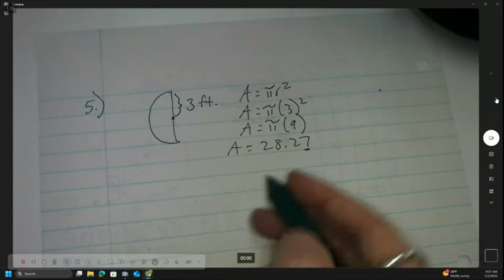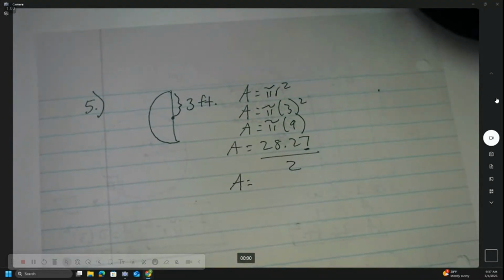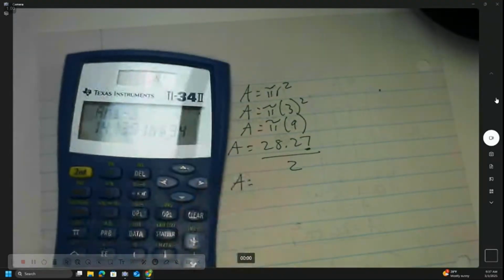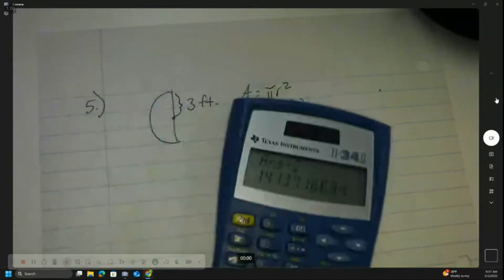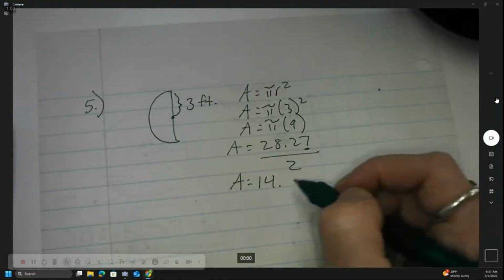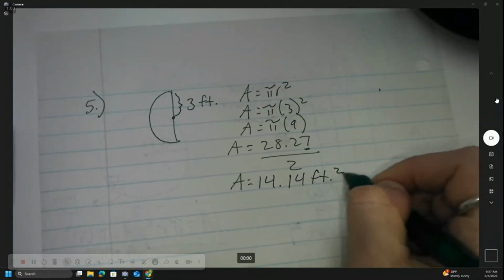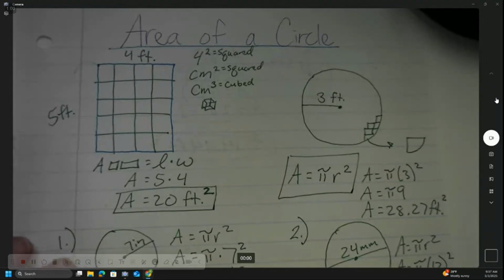It's a half a circle though, so divide that guy by 2, and then you'll have your answer, which is round to the nearest hundredths place again, and it would be 14. See, this is where you look to the right of it, and if it's 5 or higher, you round up, and it's a 7, so you round that 3 up to a 4. 14 and 14 hundredths feet squared. Okay, so that's solving for the area of a circle and a semicircle. Make sure you're careful of labeling your answers. Make sure you're careful of rounding and applying PEMDAS.